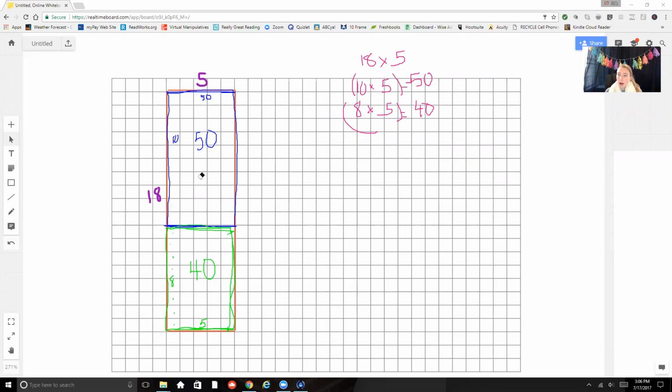So I can't just make up numbers and say, I want to multiply 4 times 2 and 3 times 5, because those aren't part of our problem. But we can split the numbers that are in our problem into friendlier bits. Okay, let's look at another example.